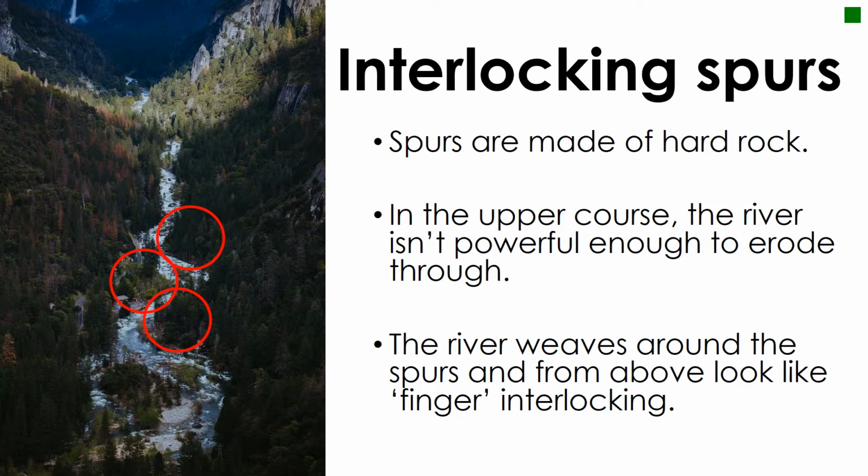Next, we have interlocking spurs. As you can see again in this picture on the left of the slide, the spurs are the pieces of hard rock that the river hasn't got enough energy to erode yet, because it's still relatively early on in the course of the river. There's not that much water in the river, so it will weave its way around the harder rock, favouring to erode out of the way the softer rock. So the river weaves around and creates this sort of interlocking formation. If you look at it from above, it looks like fingers that are interlocking, hence they're interlocking spurs of hard rock.